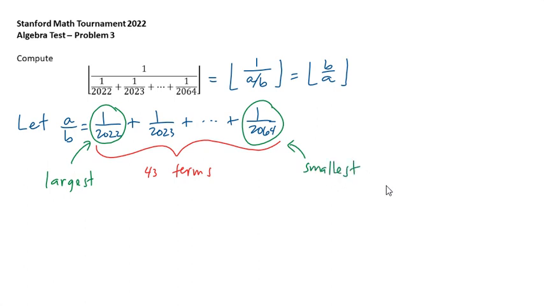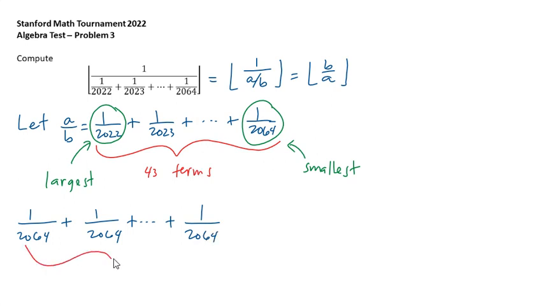Now, if we add 43 copies of 1 over 2064, the sum must be less than a over b. In other words, if we have 1 over 2064 plus 1 over 2064 all the way to the 43rd term, 1 over 2064, so there are 43 terms again, this sum must be less than a over b.